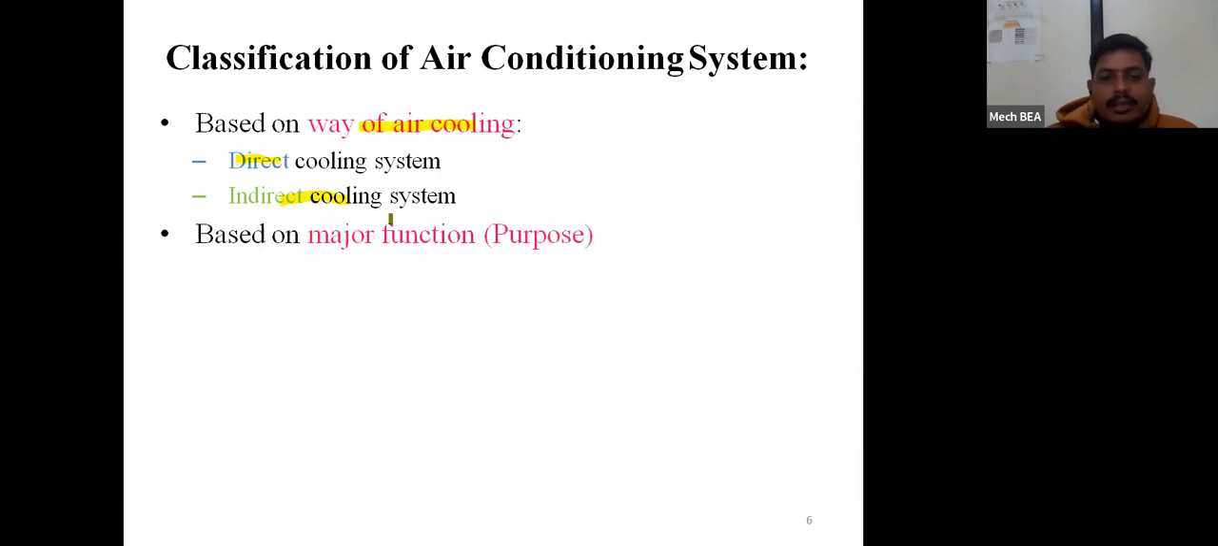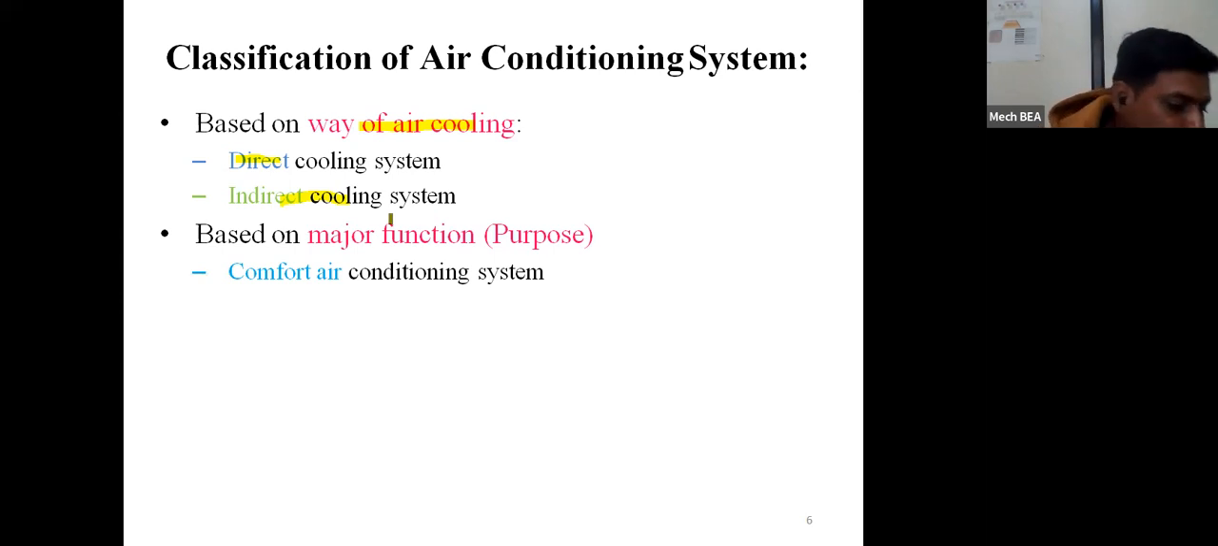Then the second classification is based on the major function or based on the purpose. If we are using the air conditioning system for the human comfort purpose, you might have seen various offices where we are installing the air conditioning system. Then various IT industries are there, and in those IT industries also we are installing air conditioning systems.